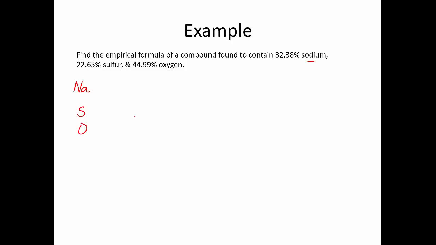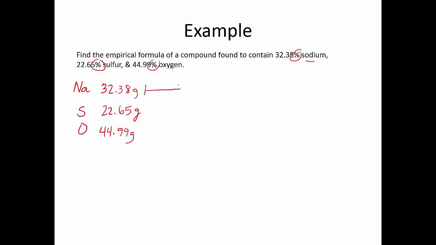Okay, so here's that first step. If I have a percentage, which I do, change them to grams. How? We're assuming it, but you know what? Just change the sign, because we are assuming we had a 100-gram sample. 44.99 grams.